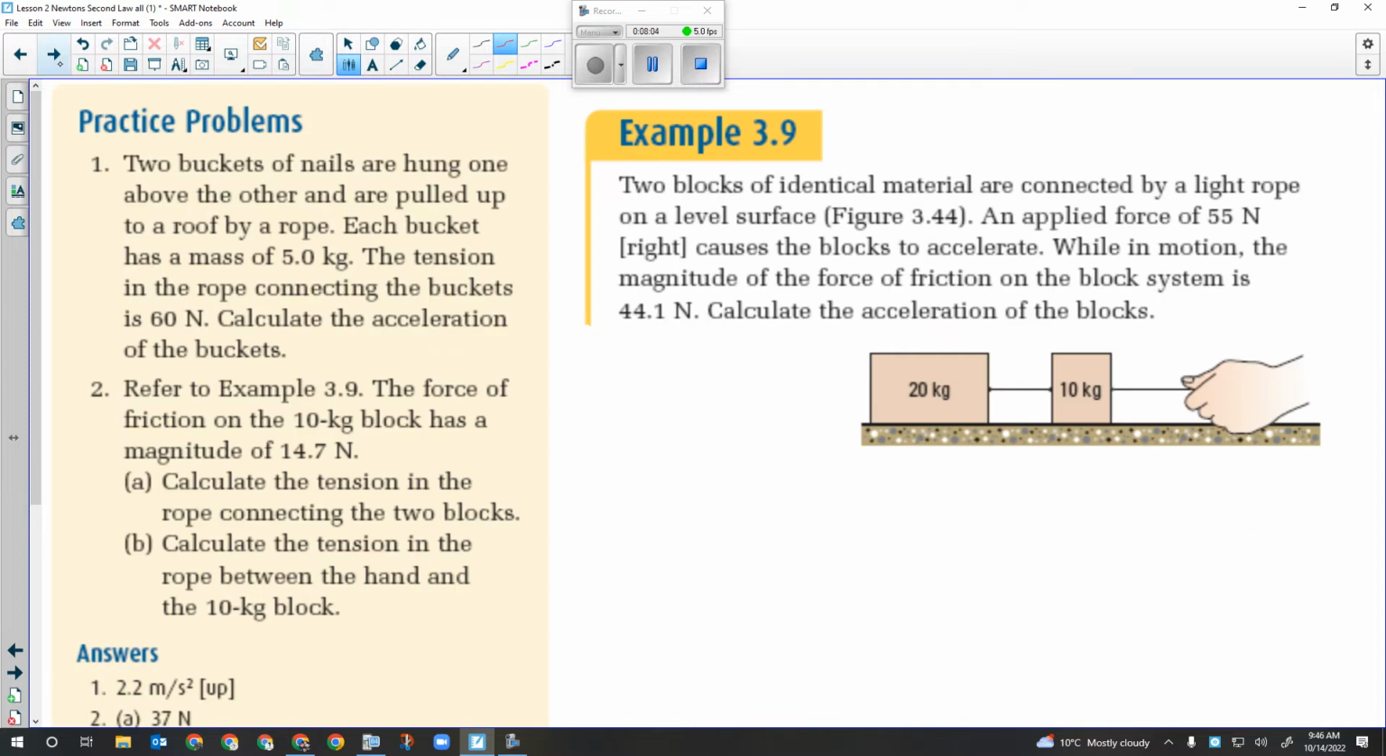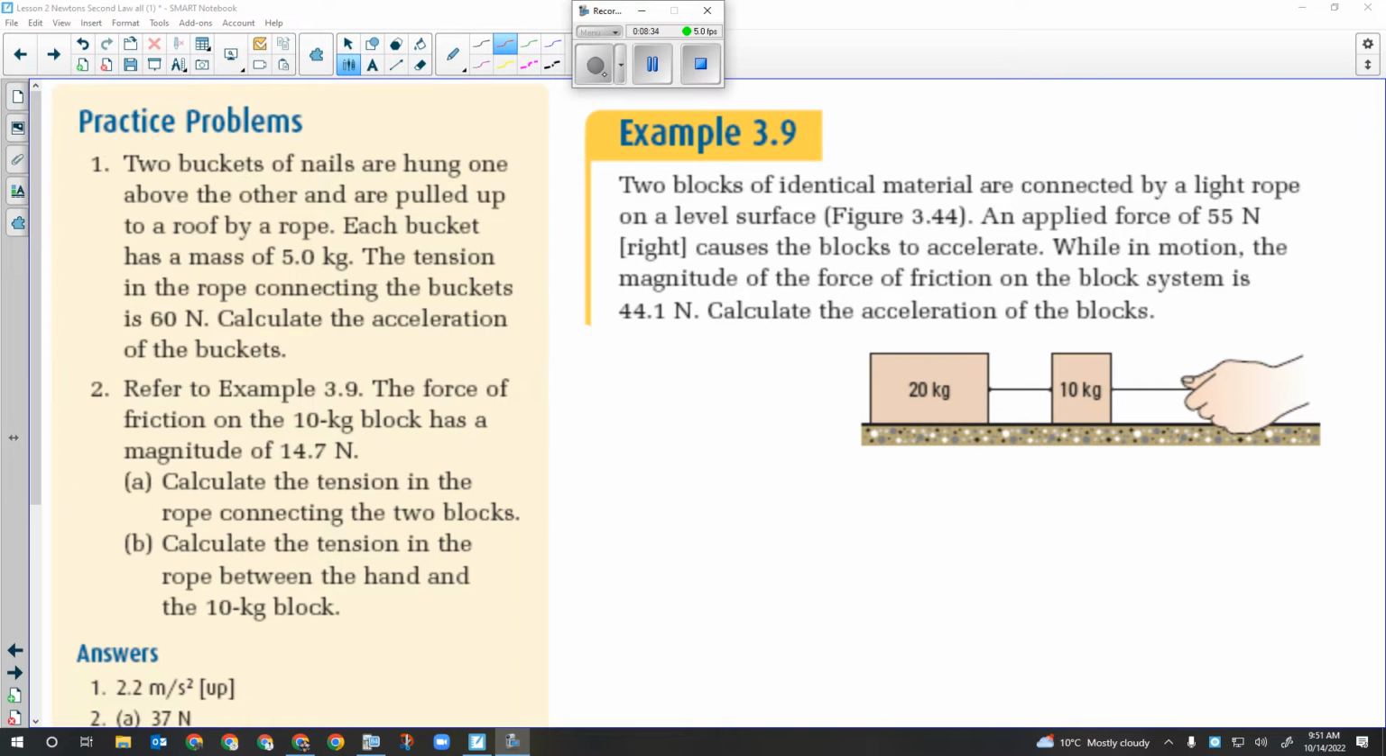Okay. I want you guys to try number one. Okay? It's two buckets of nails, and they're being pulled upwards. They're connected, so it's two pails, okay? And the pails are connected by a rope, and the top pail is being pulled. Okay, that's the situation here. I want you guys to see if you can do that one, and then we'll walk through it. Okay. Question. Yes.